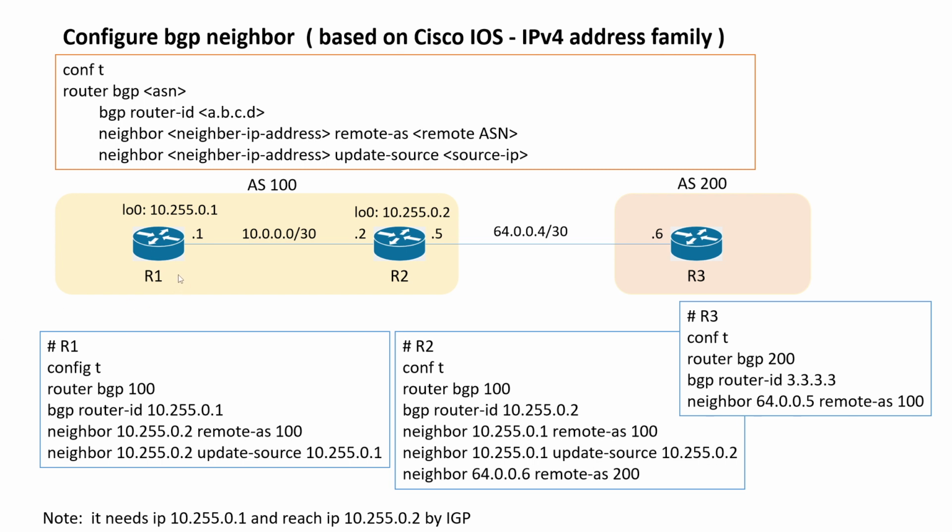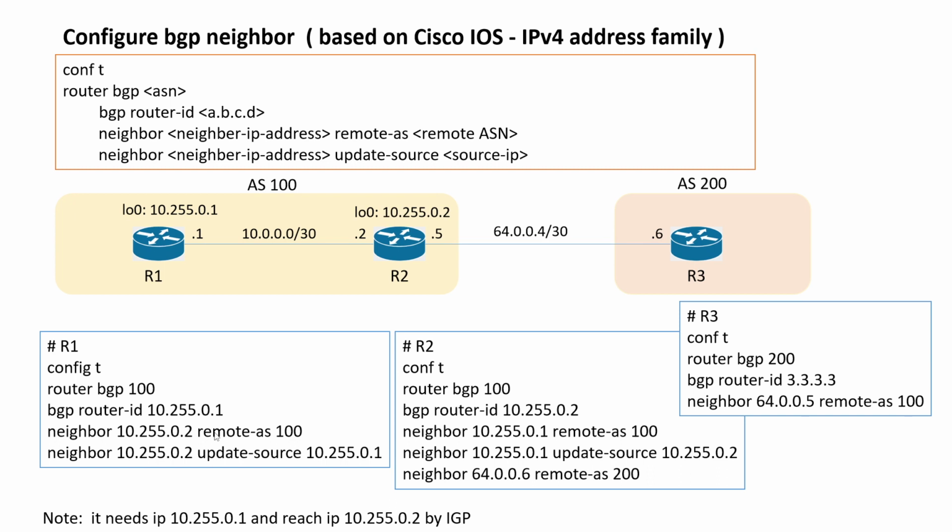Now we can take a look at R1 and R2. R1 and R2 are inside the same AS, so this means we need to build the iBGP between R1 and R2. In this config, we will build the iBGP over the loopback interface, right? So R1's loopback interface to R2's loopback interface, so the BGP source is the loopback.